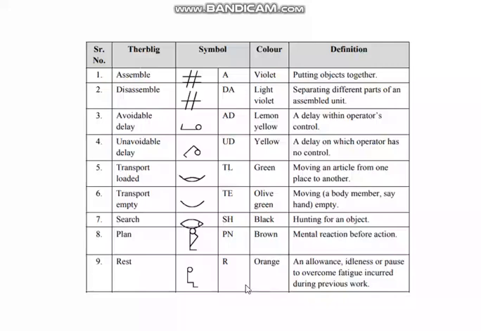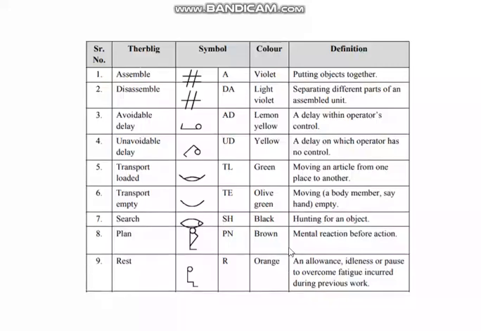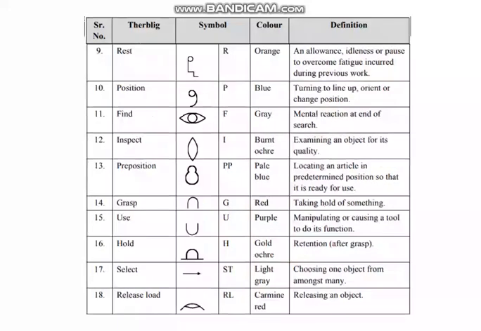That is the rest. Okay, now next, I have taken this 9 again. Okay, now come to the 10th one. The 10th is position. Position is like this 9 number. Okay, P is the letter and color is blue.